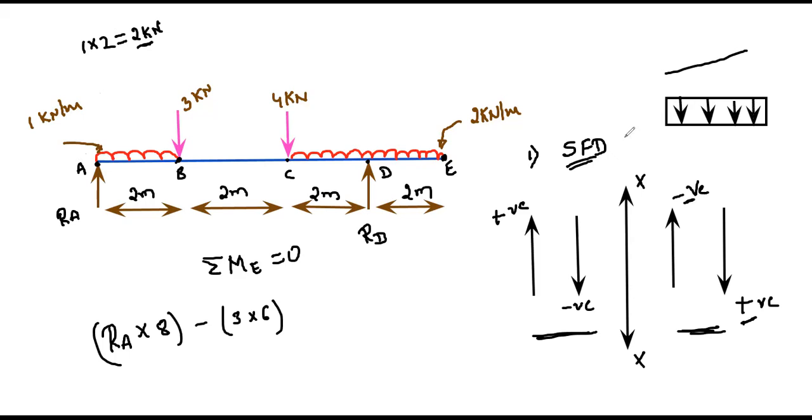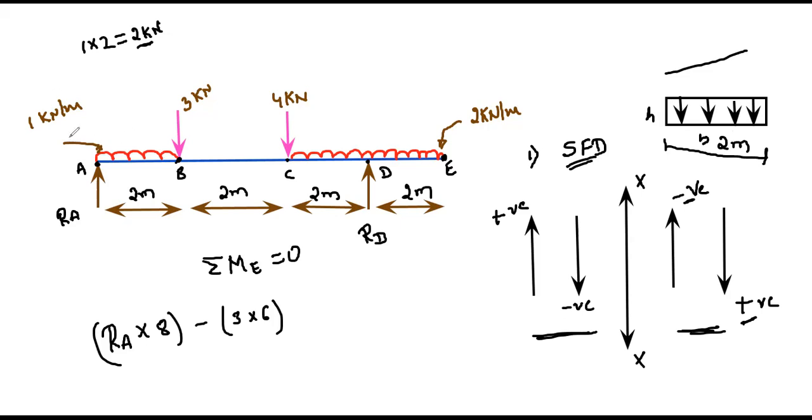Here is a uniformly distributed load on a beam of length 2 meters. So here the loading is uniformly distributed, so it looks like a rectangle. If we calculate the area of the rectangle, breadth into height will give the area. The area of this rectangle will give you the load intensity.